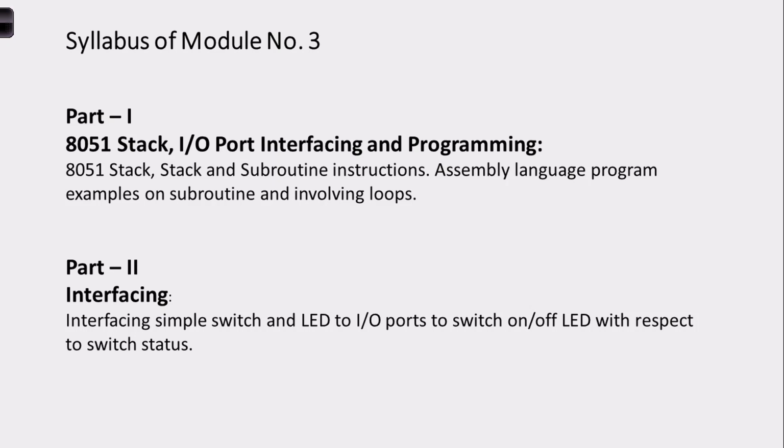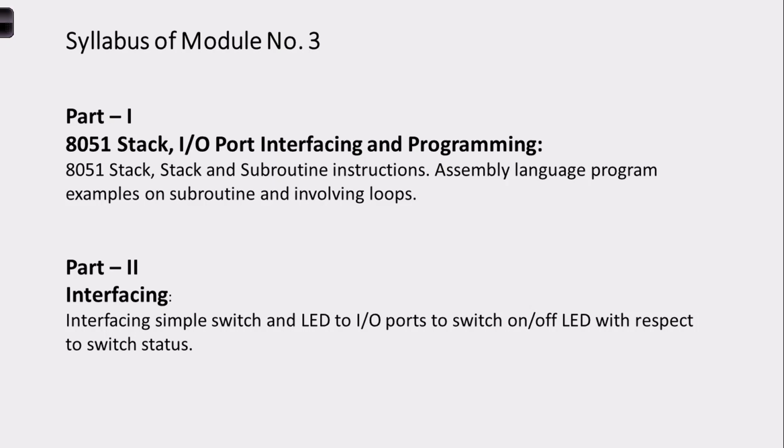In IO port interfacing, we'll be looking into port programming. Basically we have 4 ports in total, and each port is of 8 bits. We'll look at how to make these ports input ports, how to make them output ports, and how to interface them. Finally, we'll look at some programming examples, how we can write programs making use of these stacks, and how we can write programs making use of our ports.